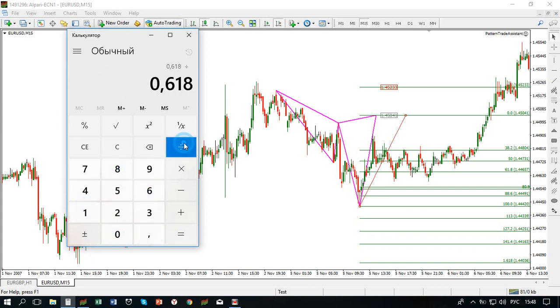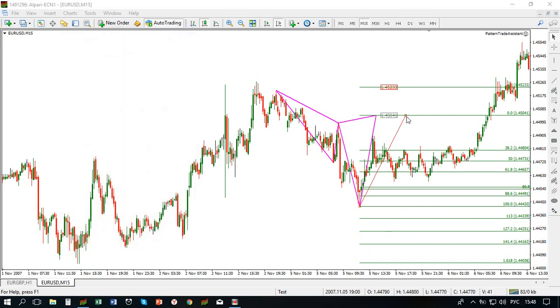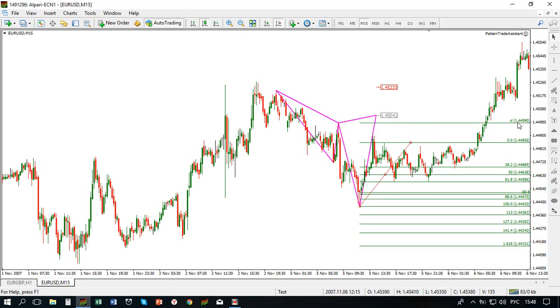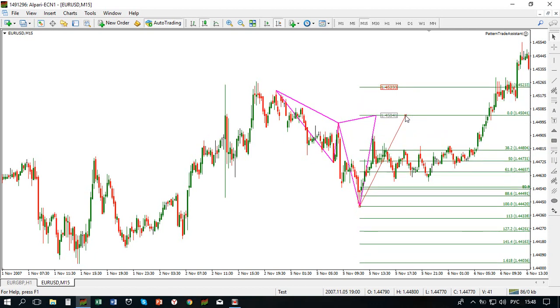0.618 divided by 2 equals 0.309. So I just enabled the 0.309 level and marked that as stop loss. It is absolutely half of that. Let me measure. 19 pips versus 38. 19 doubled equals 38. So this is the level.